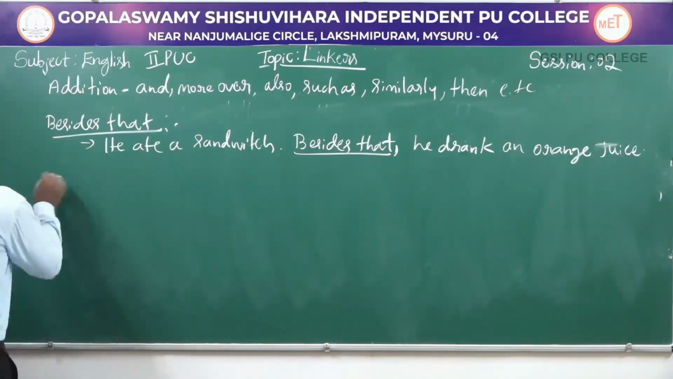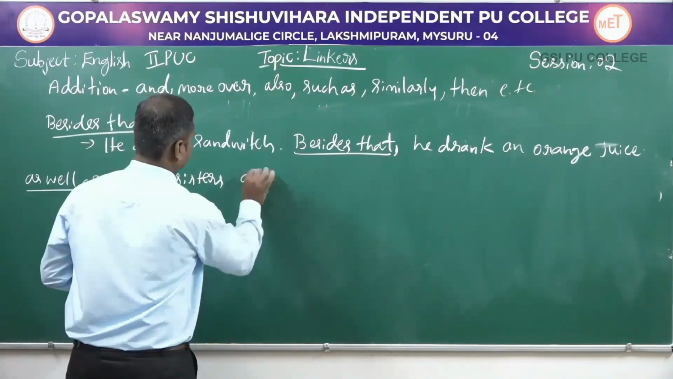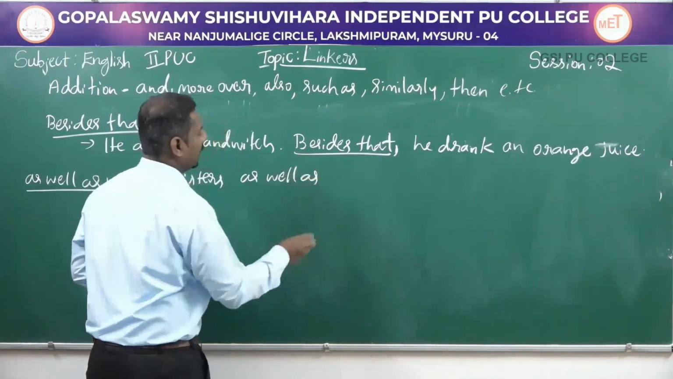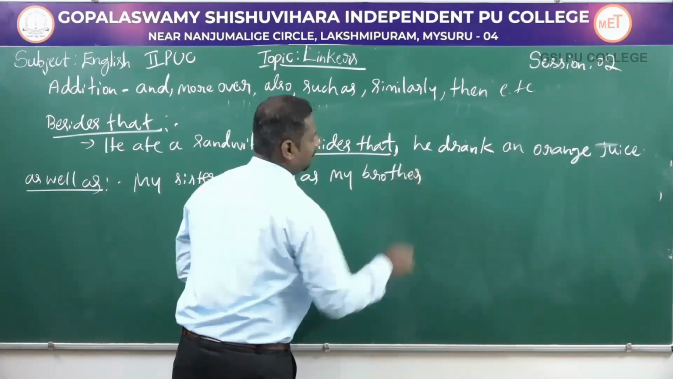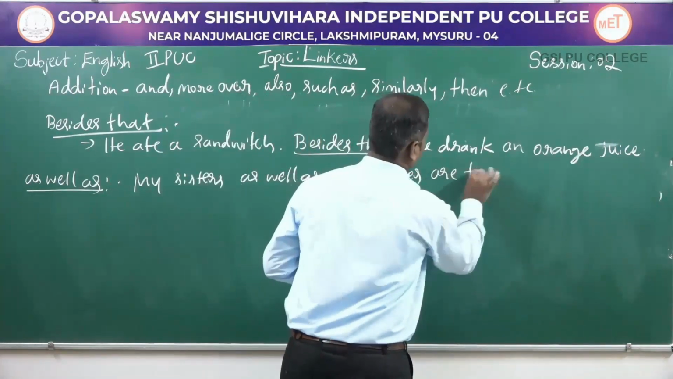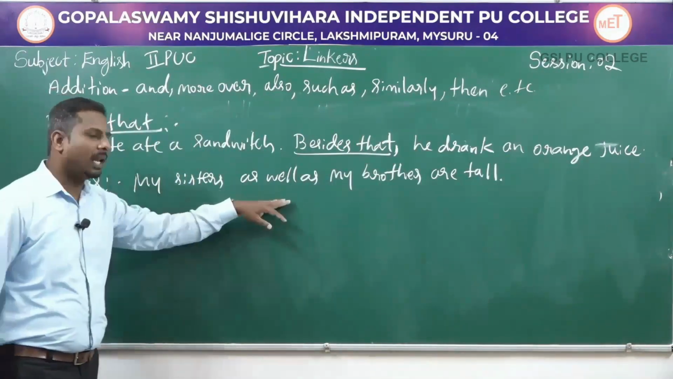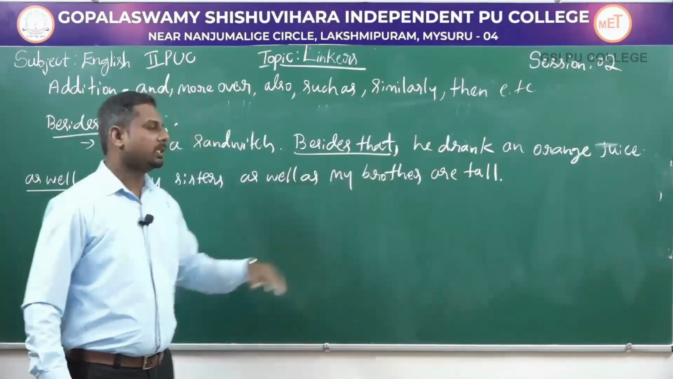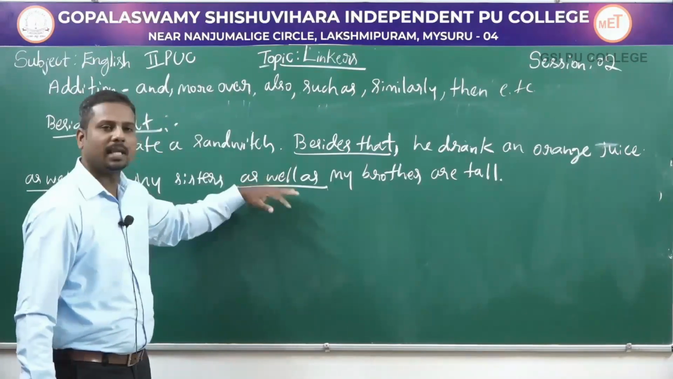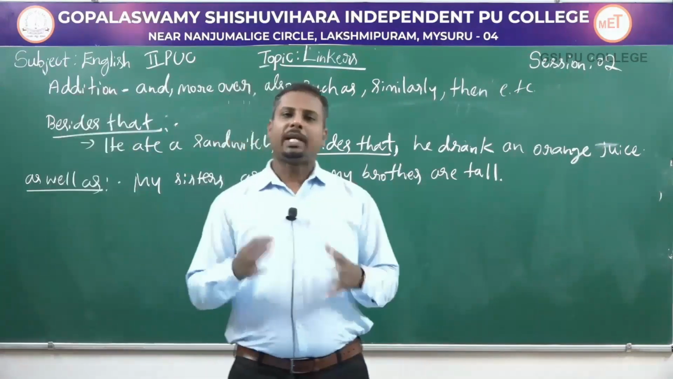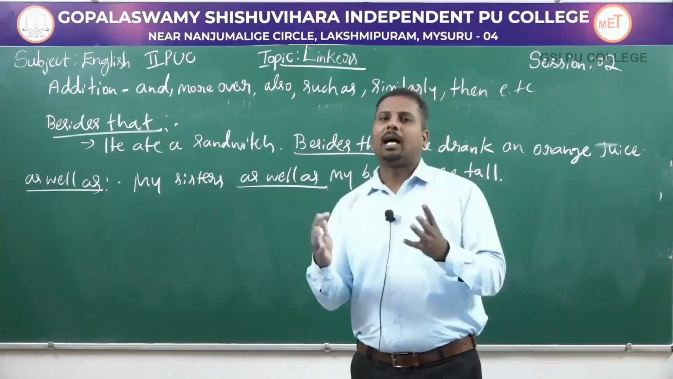Similarly, in the next sentence, my sister as well as my brother are tall. So the phrase as well as is the linker here. Notice that in all these sentences we are adding one idea with another.